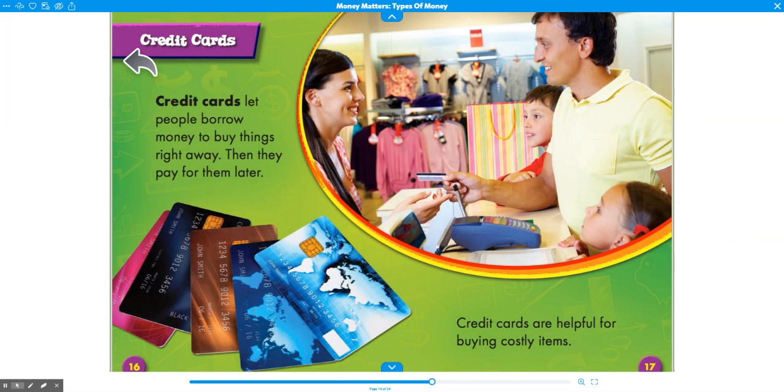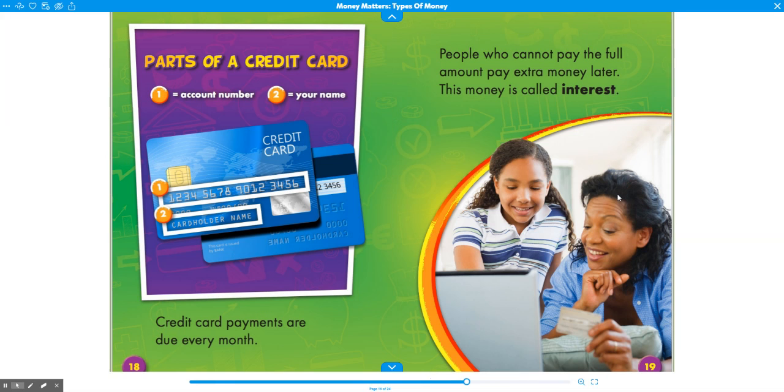Credit cards. Credit cards let people borrow money to buy things right away. Then they can pay for them later. Credit cards are helpful for buying costly items. But it's always best to save up, boys and girls.